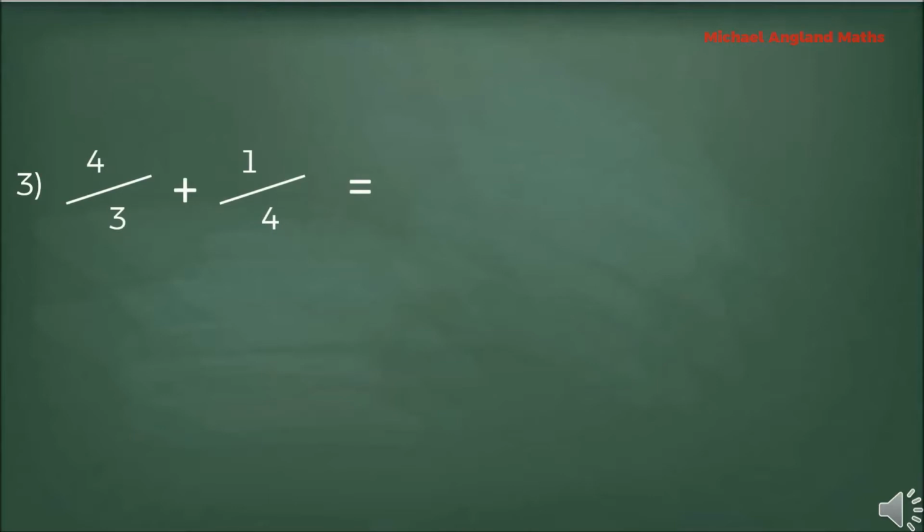4 over 3 plus 1 over 4. Well, let's look at the multiples of the denominators. Multiples of 3 are 3, 6, 9, 12, etc. Multiples of 4 are 4, 8, 12, etc. So 12 is the lowest common multiple. So we have something over 12 plus something over 12.